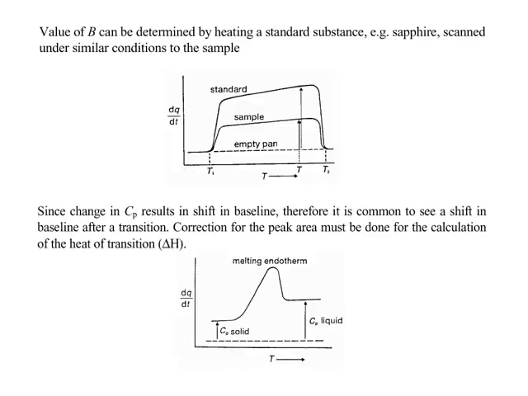The value of B can actually be determined by heating some kind of a standard that you know the heat capacity of. Sapphire is what's typically used. It's what I use in my lab. So you would run that same sample with sapphire, and you would relate the area of the curve for your sample relative to the area of the curve for the standard, and back calculate that constant B, and then calculate your heat capacity.